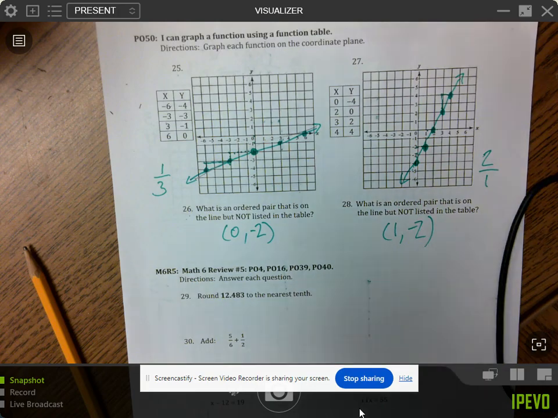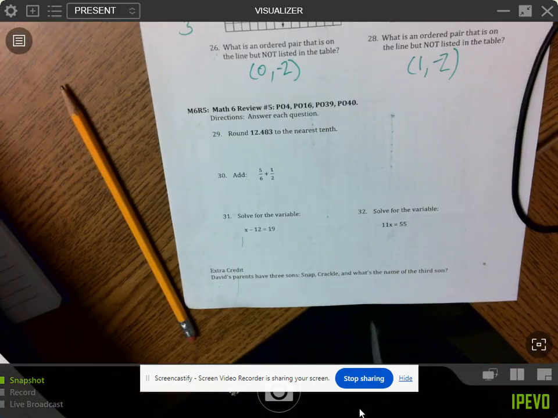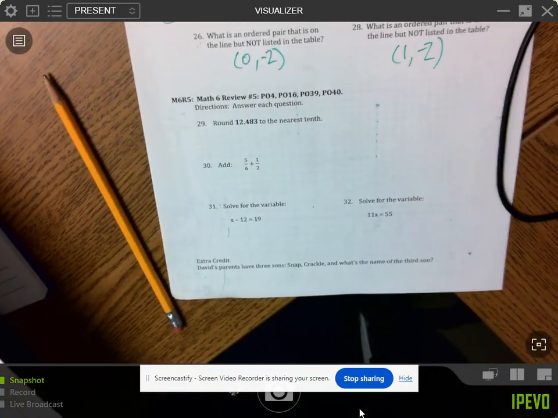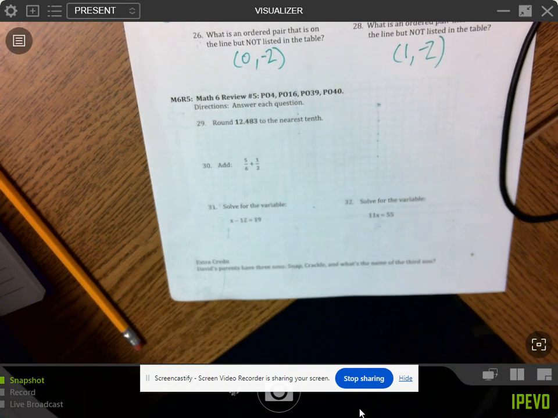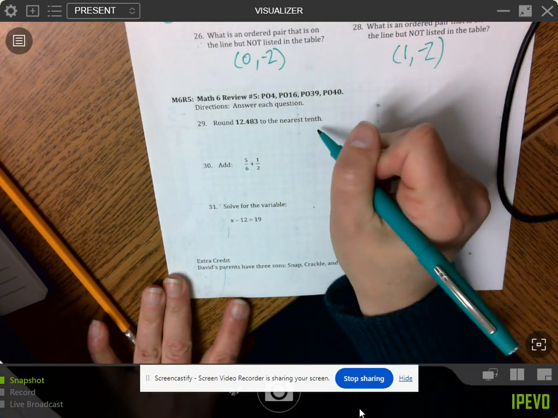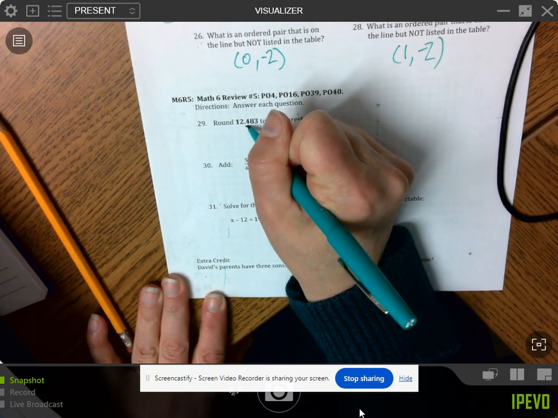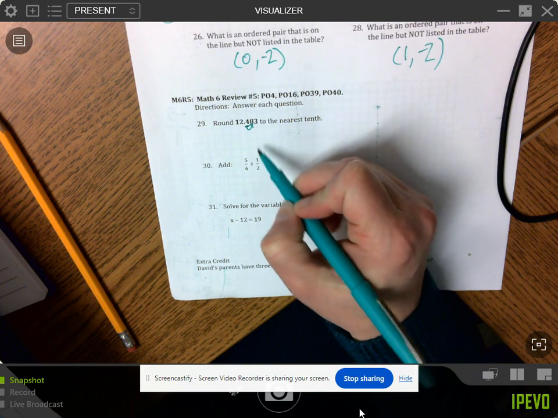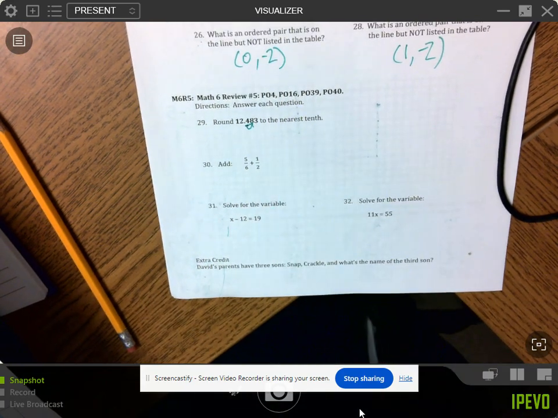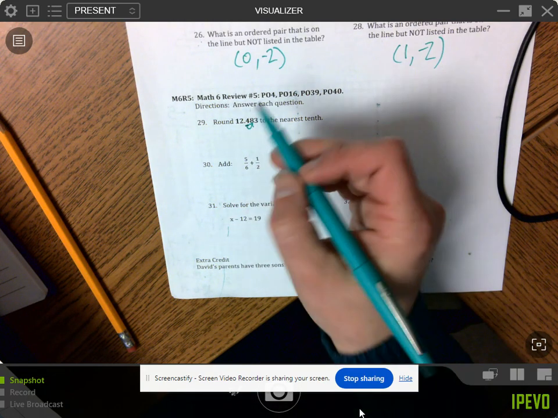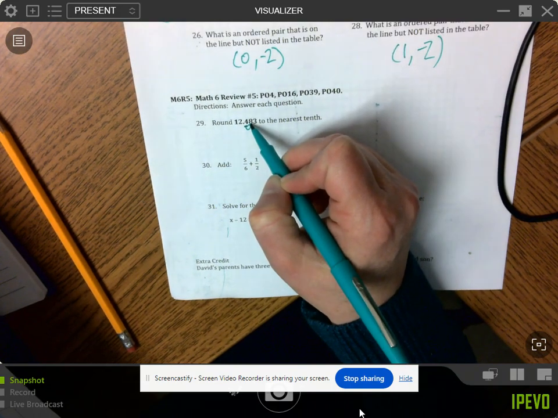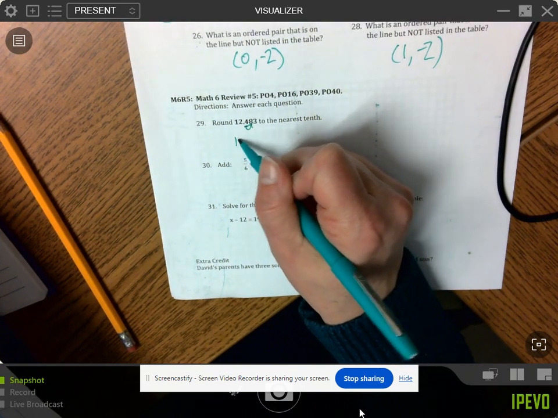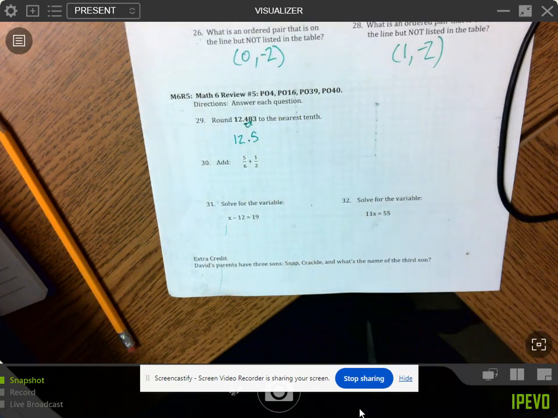All right, let's look at our review. So the first one, we are rounding to the nearest 10th. Remember, our 10th place is right next to that decimal. I have to look at the number that is following it to see, do I round up or do I stay the same? 5 or more, I round up. 4 or less, I stay the same. Well, that 4 is followed by an 8, and 8 is more, so I am going to round up.